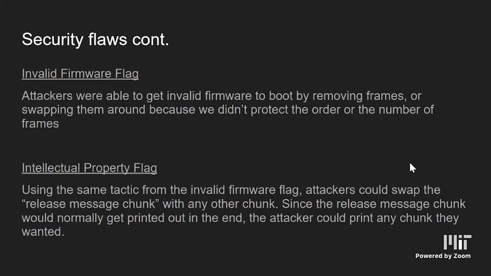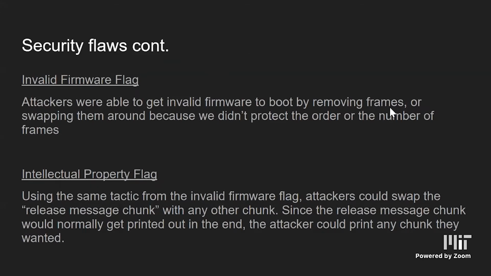More security flaws. So, invalid firmware. Attackers were able to get invalid firmware by removing frames or swapping them around because we didn't encrypt the entire thing as a whole. Intellectual property flag: using the same tactic from invalid firmware, attackers could swap the chunk or frame that contains the release message with any other chunk that they wanted to read. And from that, instead of printing the release message, it would print out the desired chunk. That would give the attackers the intellectual property.